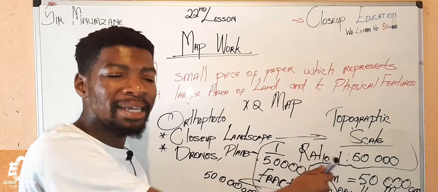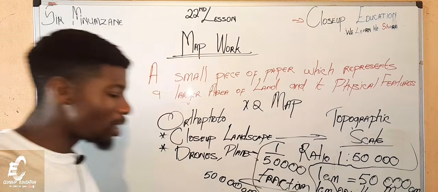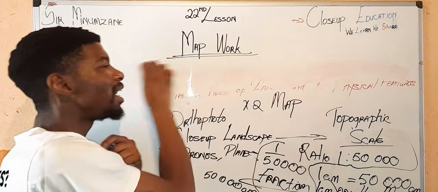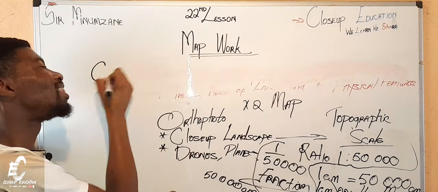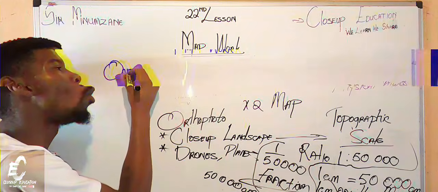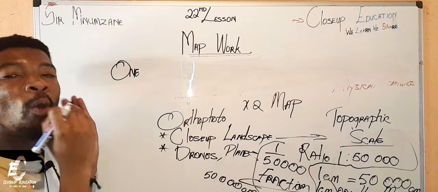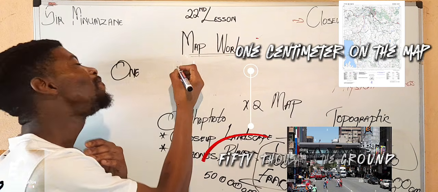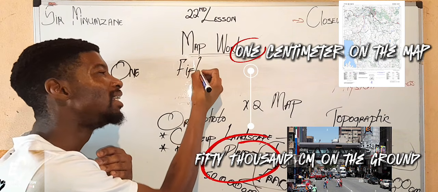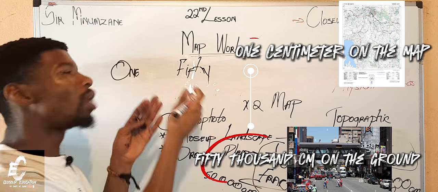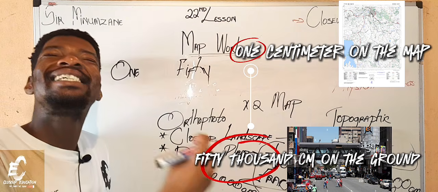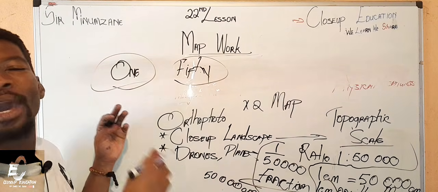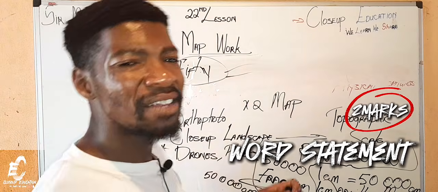Maybe you did not see properly there, right? So what I want you to understand is that when it comes to writing it in verbal form, you have to write it like this. Write your 1, O-N-E, 1 centimeter on the map equals 50,000 centimeters on the ground. You write it word by word and you get your marks. And it's very nice.